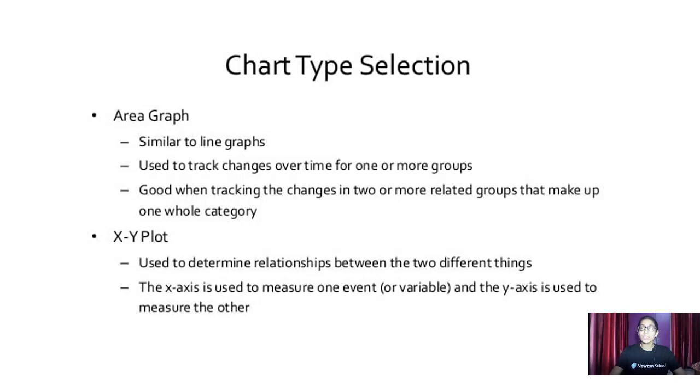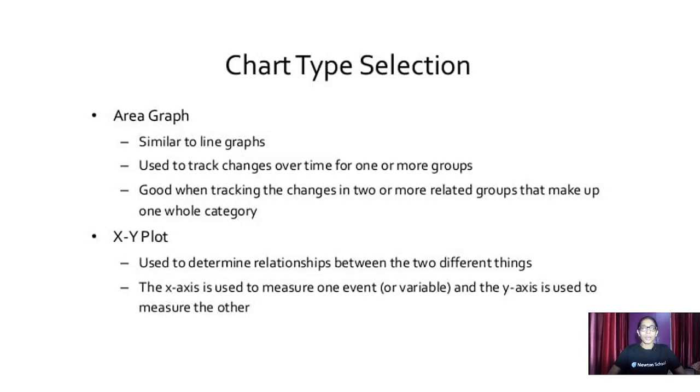Next come the chart type selections, which include the area graph and XY plot. When you build an area graph, it is similar to a line graph. Second, it is used to track the change over time for one or more groups.